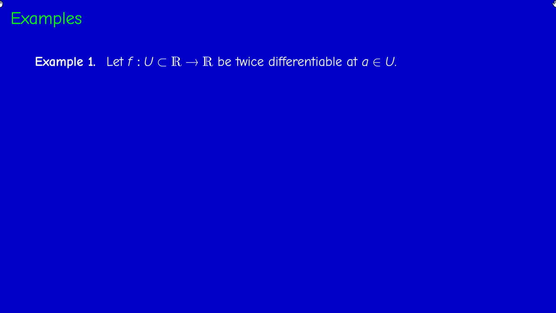So as usual, let us start with some trivial examples. In the case of a function from an open set of R into R, if it is twice differentiable at the point a, then by definition f double prime is a linear map from R into the space of linear maps from R to R, and we agreed in chapter 1 to identify this space with R. So actually we can consider f double prime as a number, okay?